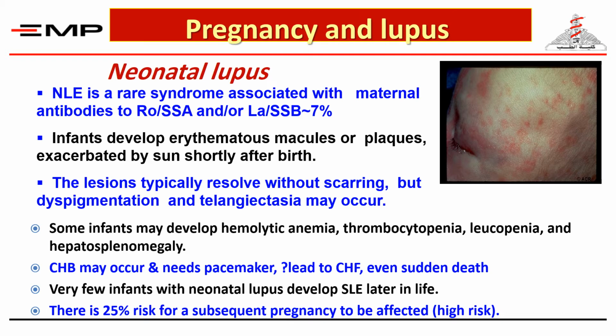Some infants may develop hemolytic anemia, thrombocytopenia, leukopenia, and hepatosplenomegaly. Complete heart block may occur and needs a pacemaker, and may lead to congestive heart failure, even sudden death in some cases. Very few infants with neonatal lupus develop SLE later on in life. There is about a 25% risk for subsequent pregnancies to be affected, and this is considered a high risk group.